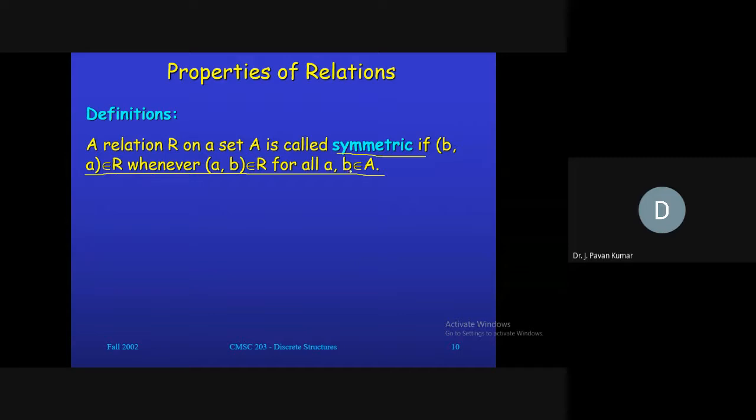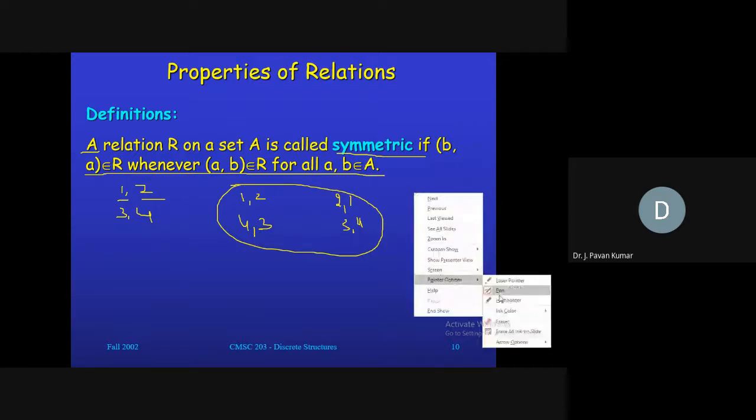That is, any two elements if you consider from A, you can consider 1, 2, 3, 4 as A. Then if you consider A as 1, B as 2, and if (1, 2) is part of the relation, then (2, 1) must be part of the relation R. Now you consider (3, 4) as A and B. Then if (4, 3) is part of the relation, then (3, 4) should also be part of the relation. Then we can consider that particular relation as a symmetric relation. Got it?